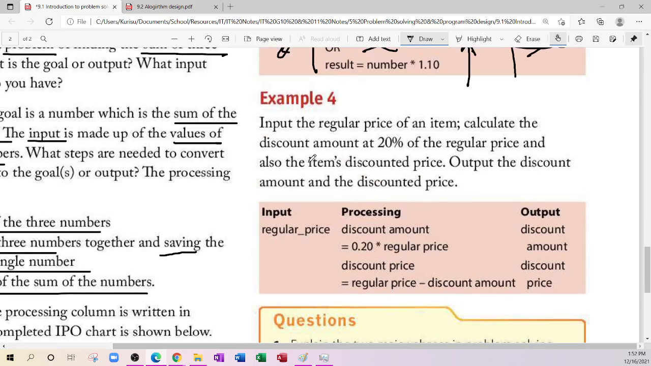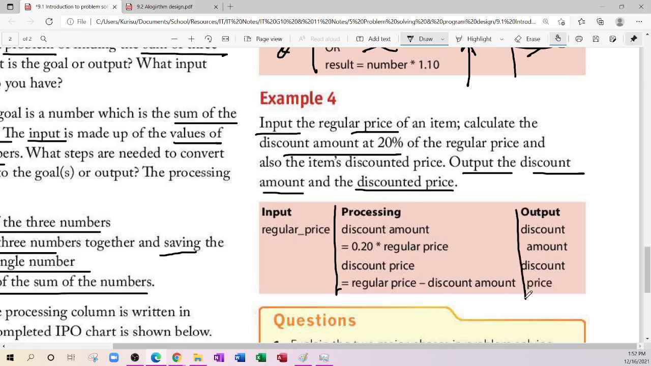The final example, input the regular price of an item. So input the price of an item and calculate the discount of 20% and also the item's discounted price, and then output the discount amount and the discounted price.